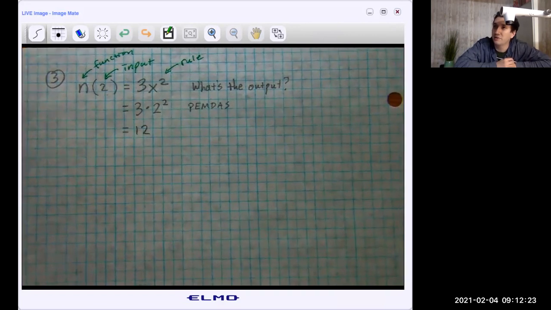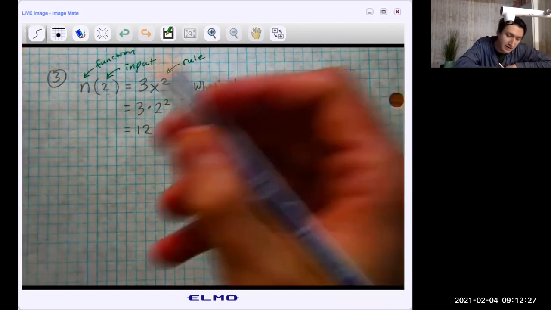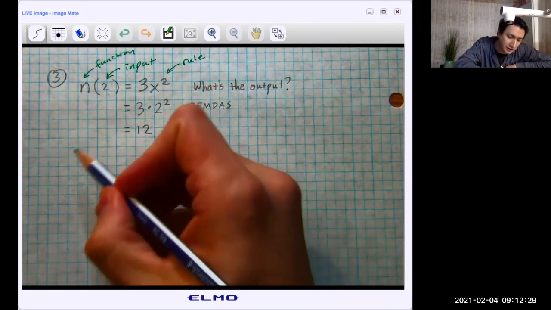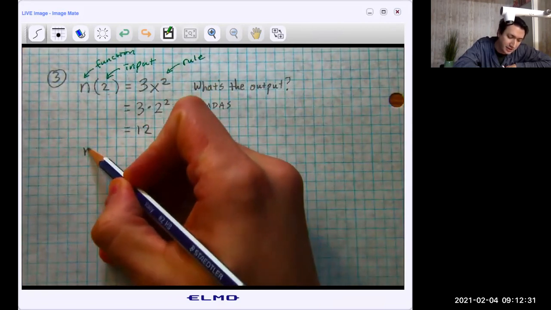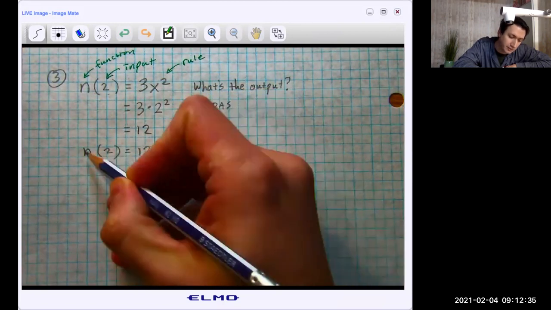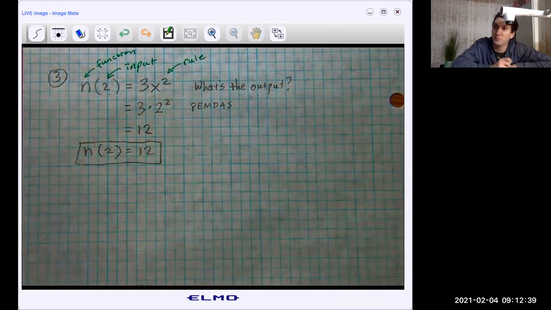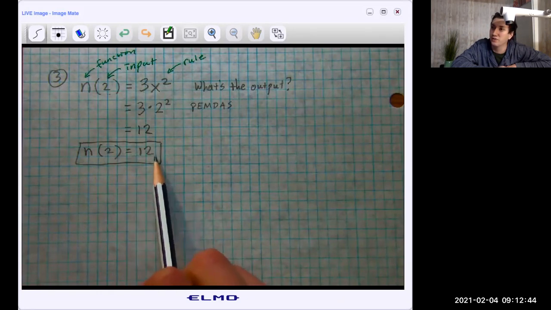So here's how I'd write my final answer then. I plugged in the 2, we solved it, and then what I would do is I would write it in function notation. I would say n of 2 is 12. That's my answer. It shows someone that I used function n, I plugged in a 2, and I got out a 12.